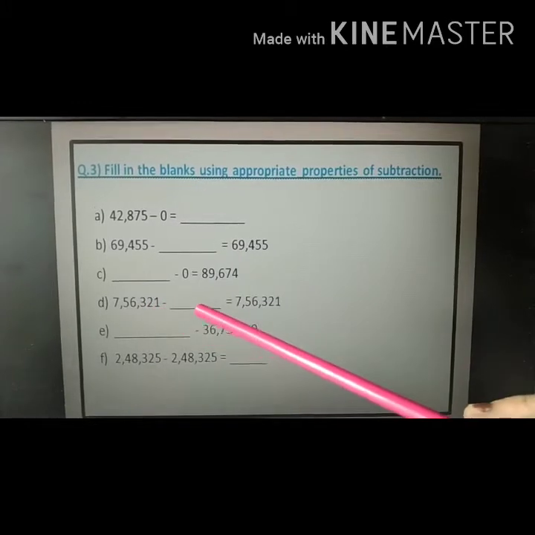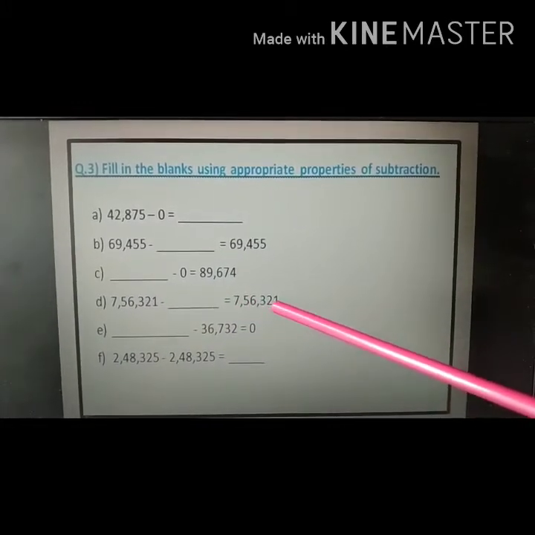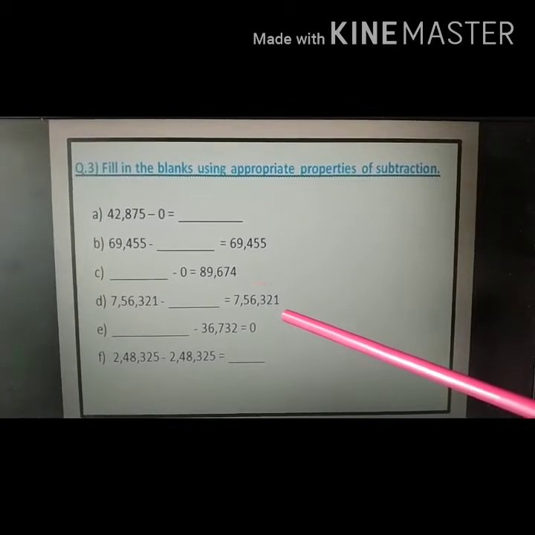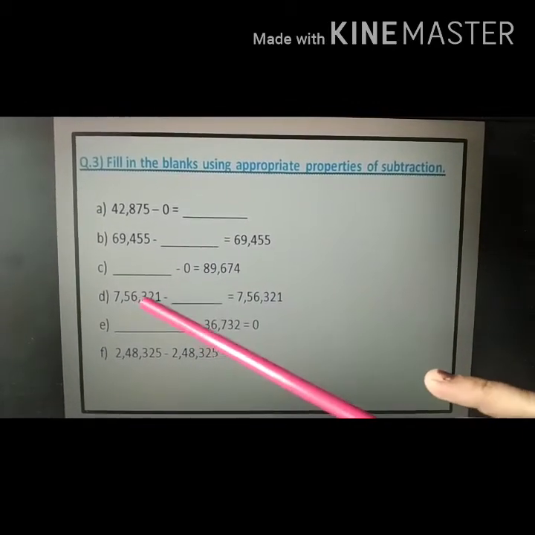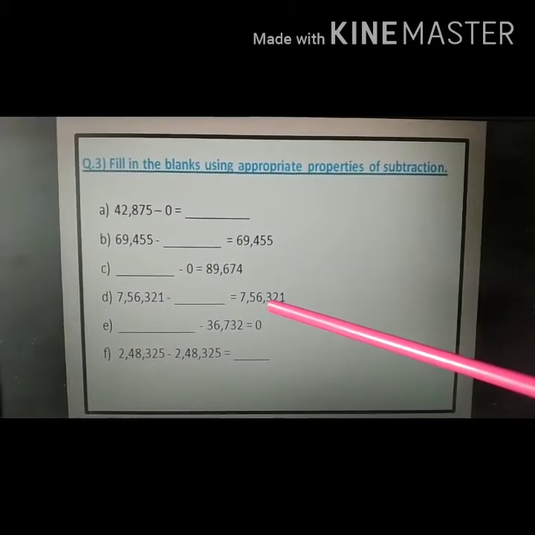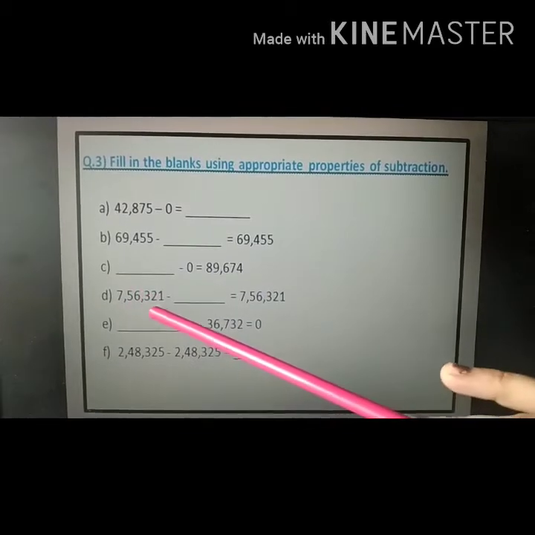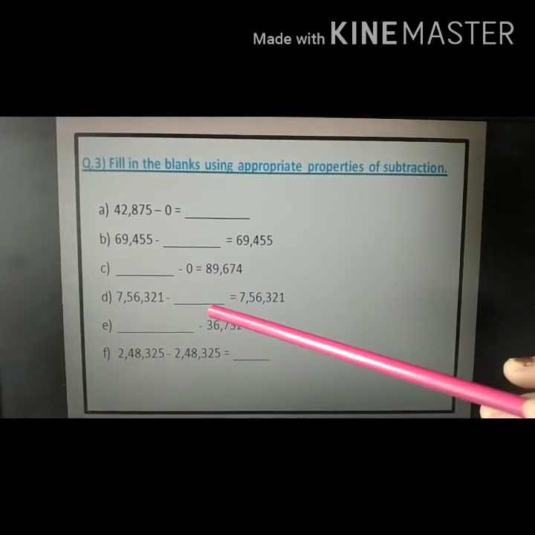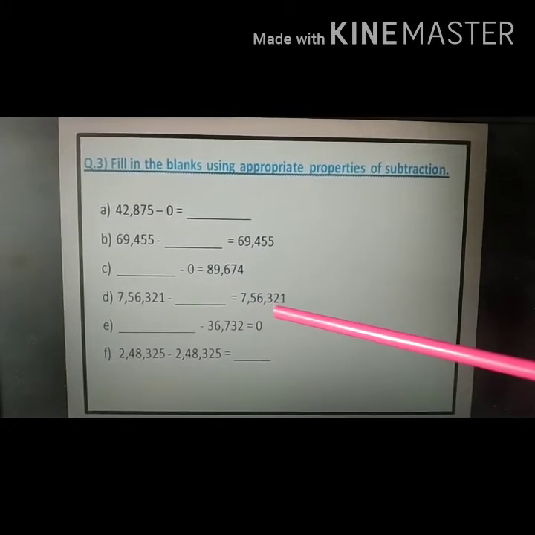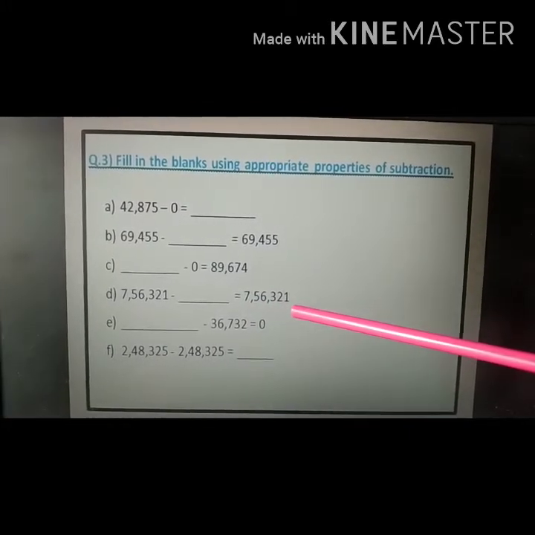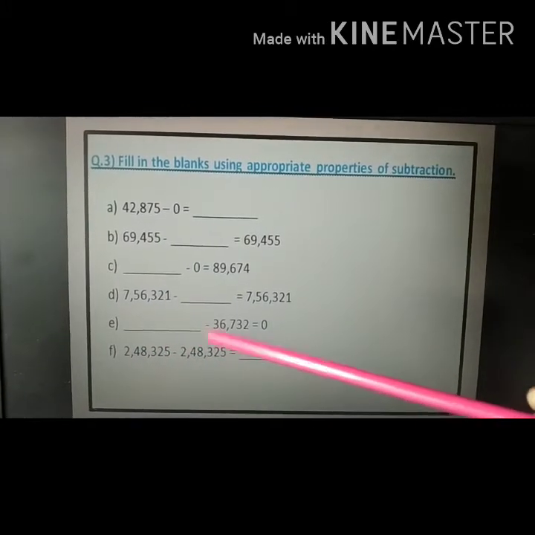7,56,321 minus dash is equal to 7,56,321. So now again, if we subtract 0 from the number, the difference will be the number itself. So 7,56,321 minus 0 is equal to 7,56,321.